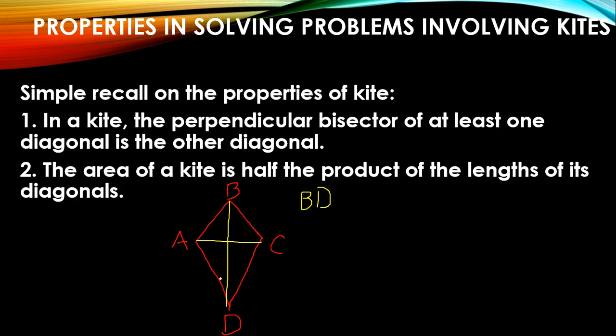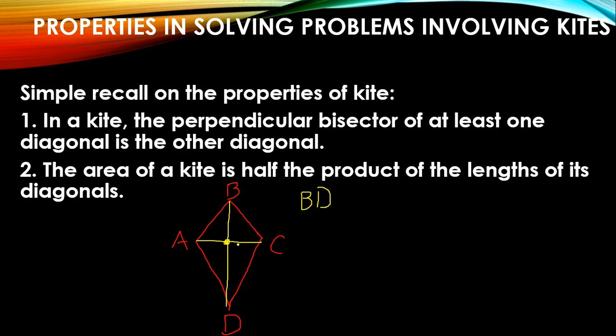The purpose of this perpendicular bisector is to intersect the other diagonal, which is the diagonal AC, and divide it into two equal parts, passing through the midpoint of the other diagonal. So again, the purpose of the perpendicular bisector is to pass through the other diagonal and divide it into two equal parts.